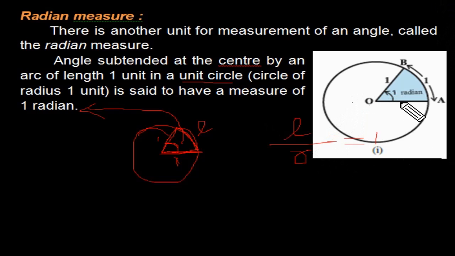This is the picture. It's given in the textbook. The radius is 1 and the arc length is also 1. So when I divide these two, I will get 1 by 1. So the angle subtended at this center is called 1 radian.